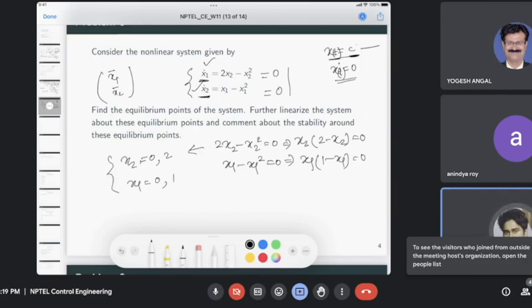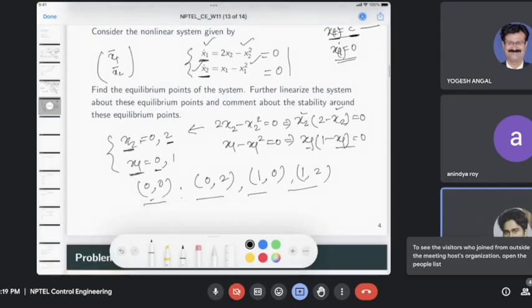One combination is 0, 0: x1 is 0, x2 is 0. Another combination is 0, 2: x1 is 0, x2 is 2. Another is 1, 0 and 1, 2. We can see that for each of these values, both terms will be 0, because one of the factors is 0 for each value. So all these four will be the possible equilibrium points.